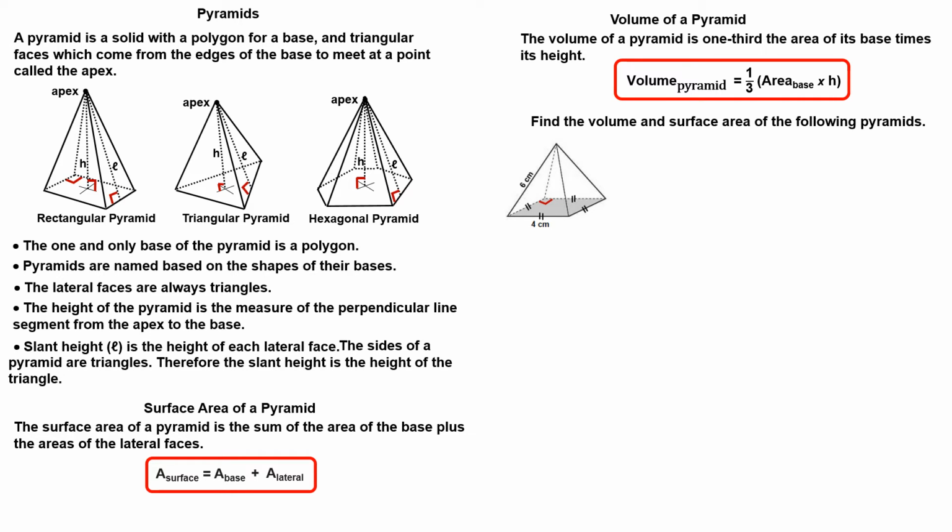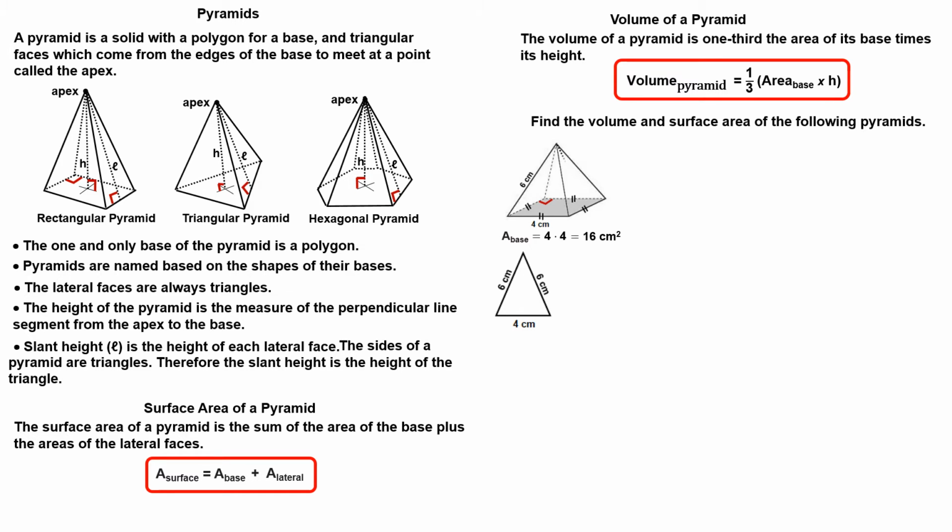This is a square pyramid since the base is a square. The area of the square is side squared. In a square pyramid, the lateral faces are 4 isosceles triangles. To calculate the lateral area, we find the area of one face, then multiply by 4.